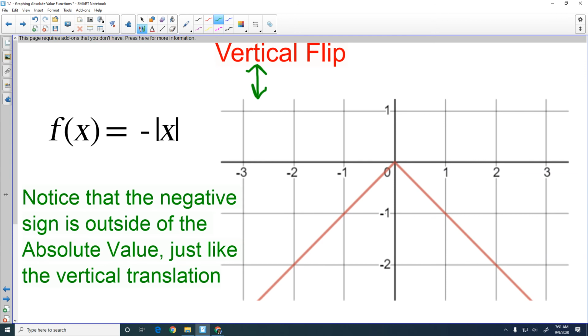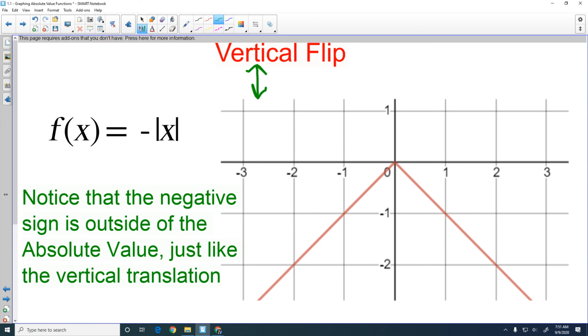So a flip just means it's flipping upside down. Now notice my function, f of x equals negative absolute value of x. So there's no numbers here for this vertical flip. There's just a negative sign. And that negative sign is going to flip our graph.